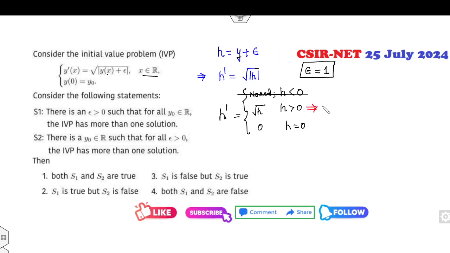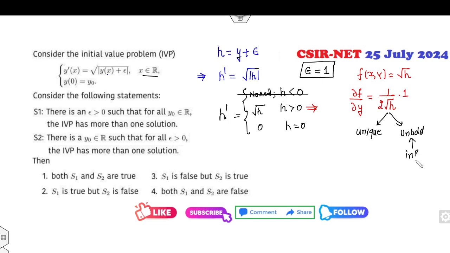Now, in this case, what is my f of x comma y? It is root of h, where h is my y plus x. Then what is the partial derivative with respect to h? 1 over root h into h dash of y is my 1. Or you can say, if you differentiate this with respect to y, h with respect to y is my 1. Now, this will give you the unique solution if you prove that it is bounded, that means Lipschitz continuous. And if you prove that this is unbounded, then you will get infinitely many solutions, and in this case you will get a unique solution.